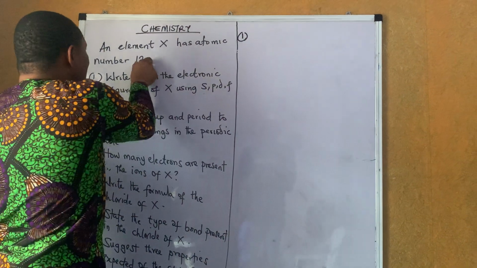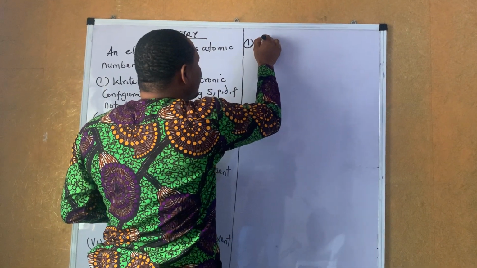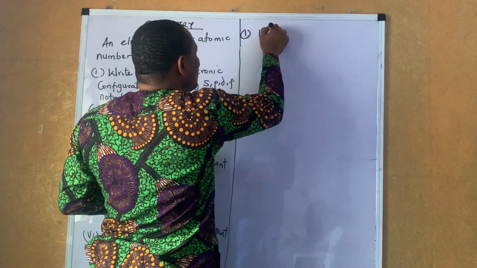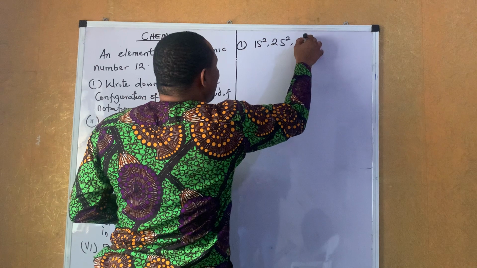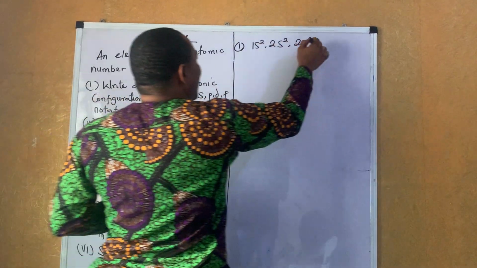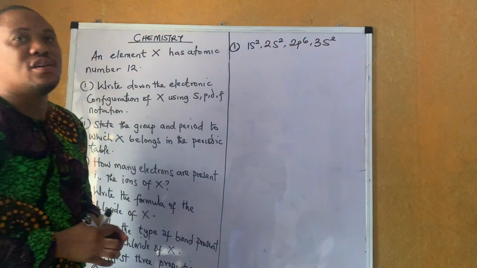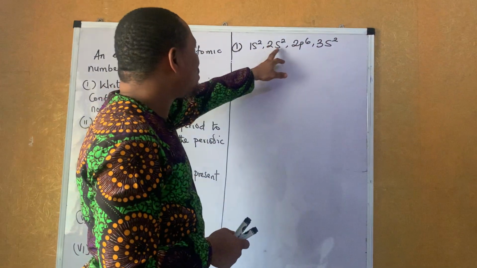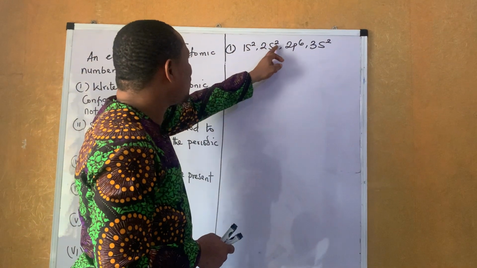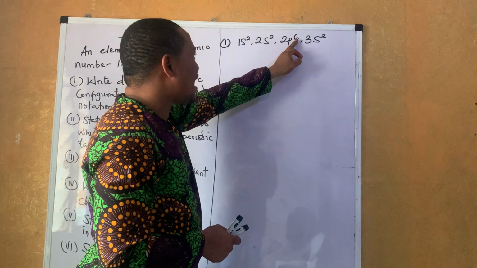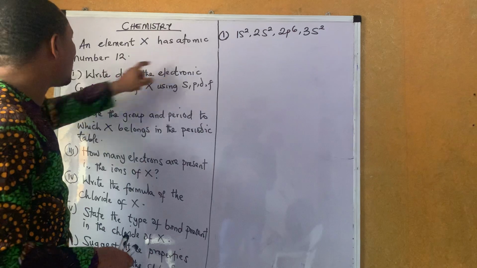So for this one, since we already know that the atomic number is 12, then you can agree with me that the electronic configuration is going to be 1s2, 2s2, 2p6, then 3s2. Correct. If you count this, 2 plus 2 is 4, 4 plus 6 is 10, 10 plus 2 is 12. Correct, because they've already told us that the atomic number is 12.